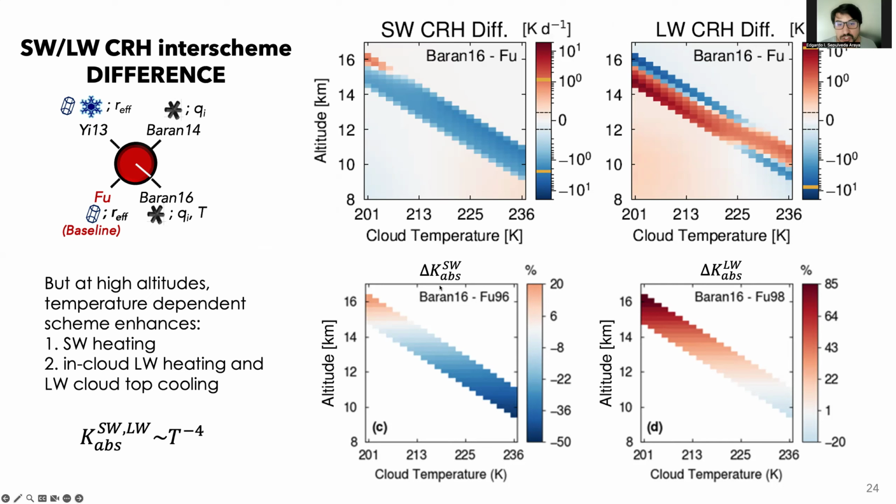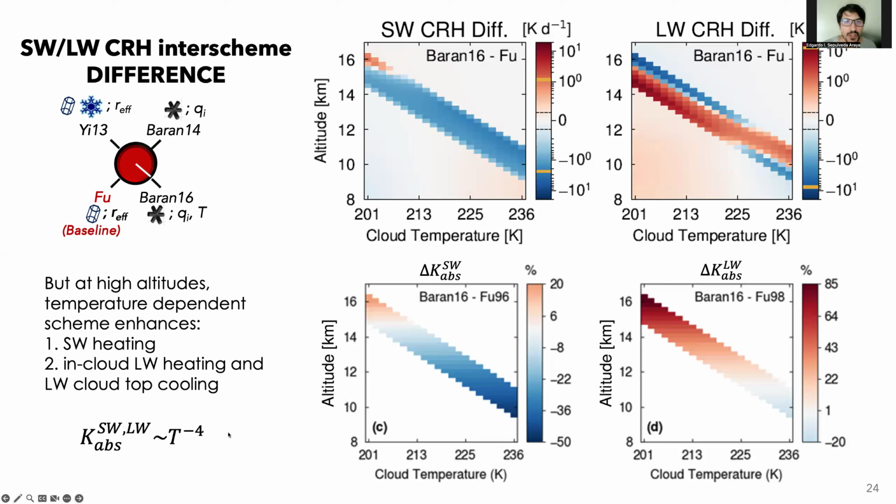So for example, if we try in the same scenario to compute the absorption capacity in the shortwave and long wave radiation, we see how in the Baran 16 scheme, we have less absorption at lower layer, but higher absorption capacity at higher altitude. And this gradient can be stronger in the long wave radiation. So we have negative absorption at the bottom and higher absorption capacity at higher altitude, again, because of the dependence on temperature.